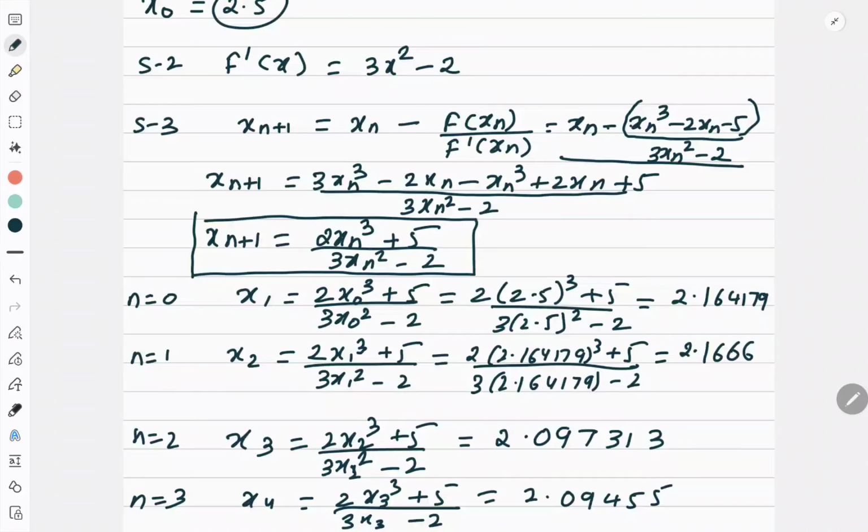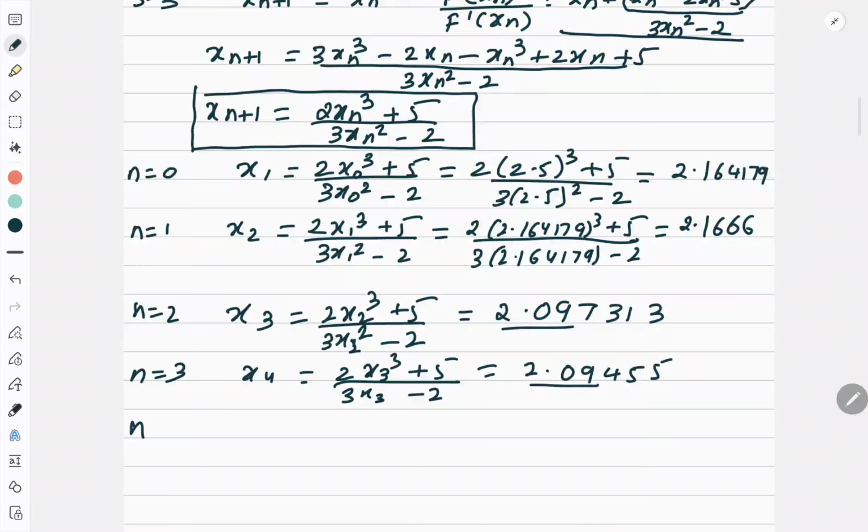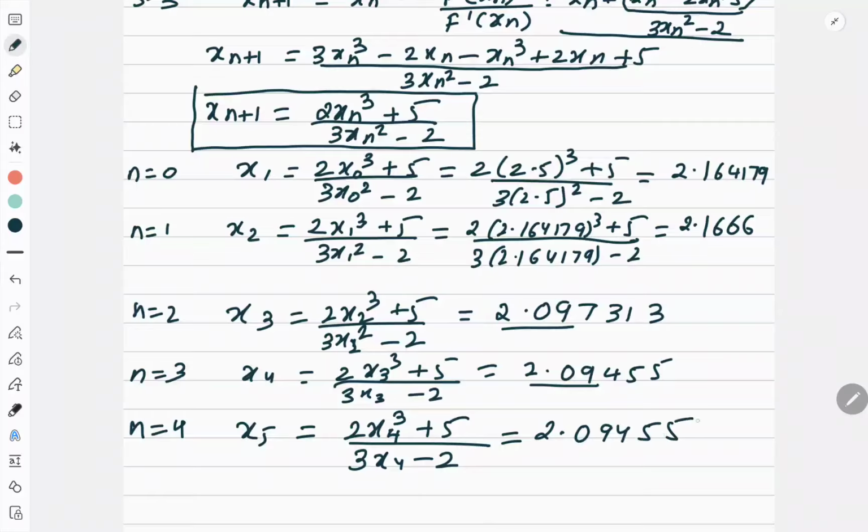Right? Now see what is happening. Suppose if I am asking find the answer till 2 decimal places. Okay. Till 3 decimal places. Usually they ask for 3 or 4 decimal places. I got this, then I got this, then I got this. So I am matching till 2 decimal places. So I will do for one more time. N is equal to 4. So x5 is equal to 2x4 cube plus 5, 3x4 square minus 2. And this will be 2.09455. And the moment I get the same values, I'll stop and the second one is your answer.